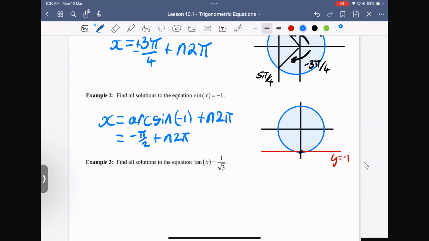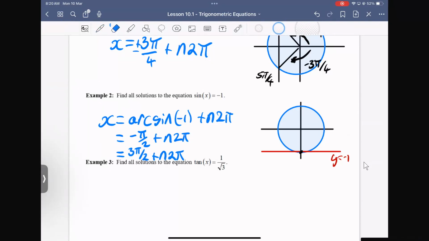We can see there's only one set of solutions at this location, but what we can do is rewrite this if we want. We prefer 3 pi over 2 plus n 2 pi as our solutions. We're basically just adding one lot of 2 pi to the previous one, bringing it into the interval from 0 to 2 pi. Both of those answers would be correct.